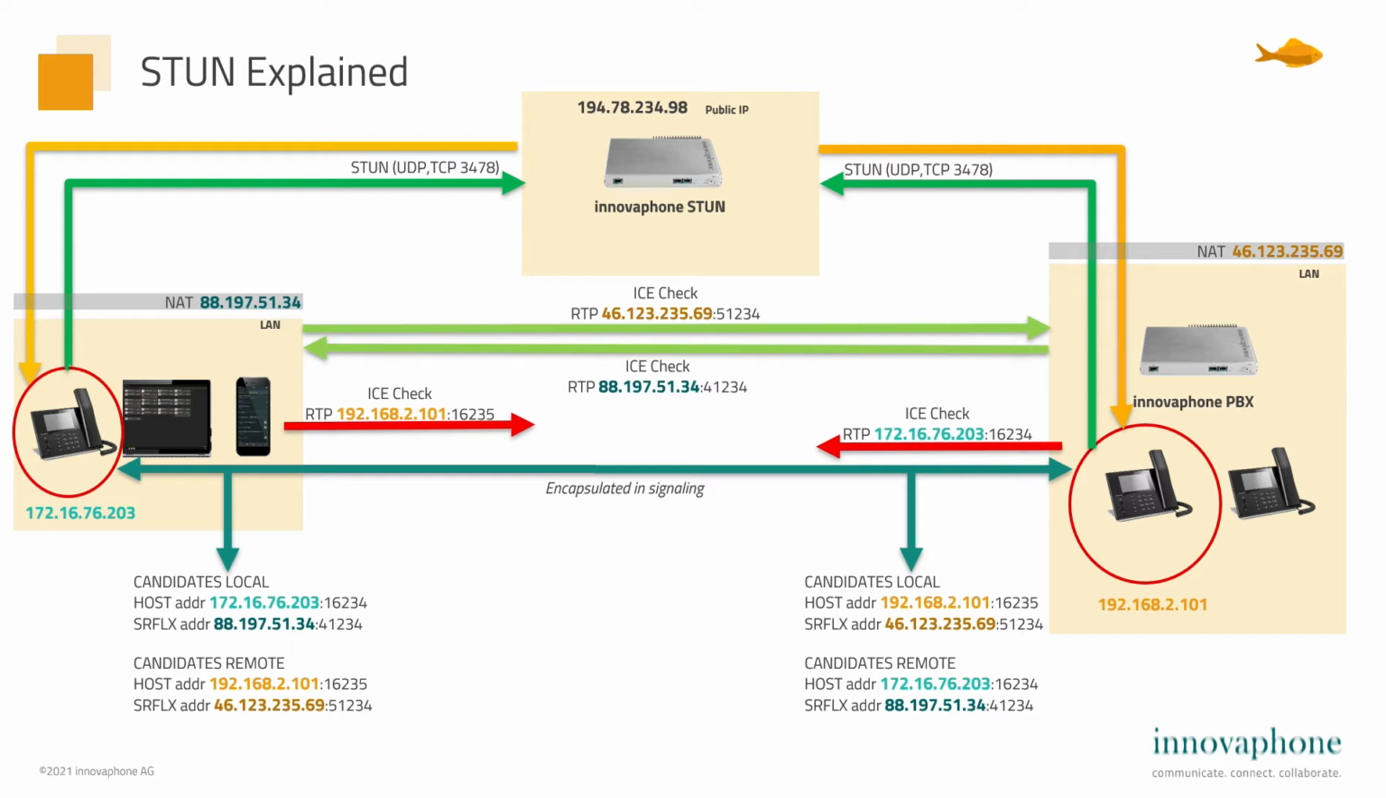The endpoint on the left side also tries to reach the candidate's remote, the server reflexive address on the right side. This will be a successful result. You can see it in the green line. This process will also be executed by the endpoint on the right side. The first path that will give a positive result will be used for the RTP path in your connection.